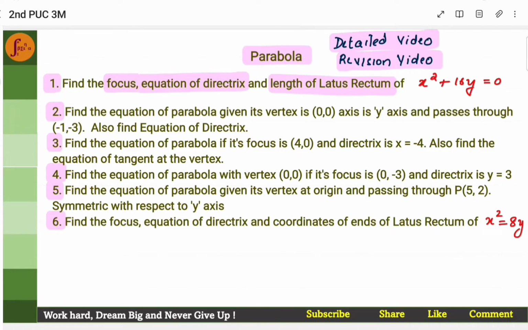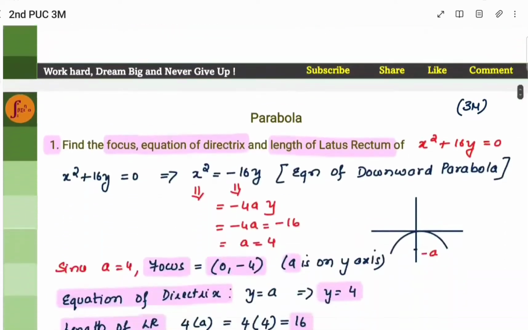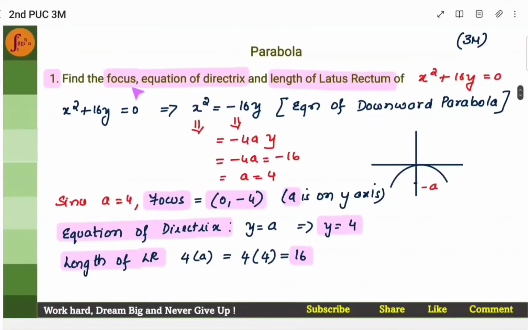Now here's the list of problems. There are step-by-step solutions here, and I'll go through them quickly. The first one is: find the focus, equation of directrix and length of latus rectum of this particular equation. Here they've given you the equation. From the equation, you'll have to figure out what kind of parabola it is. That should be the first step. Now, you'll have to remember the 4 formulas, one for each parabola: downward, upward, left-handed, and right-handed. You have to learn these 4 equations by heart.